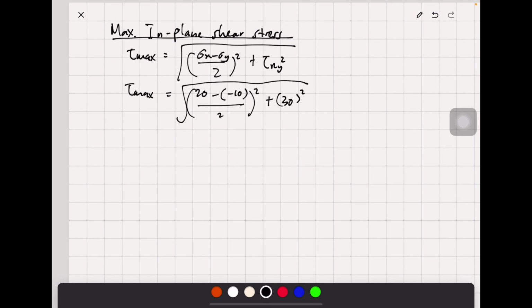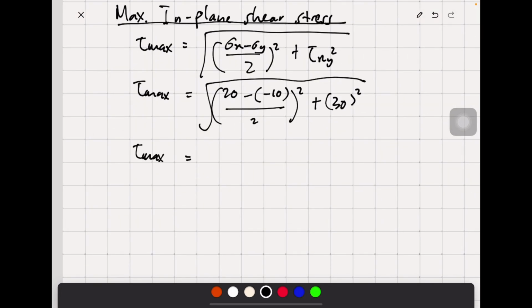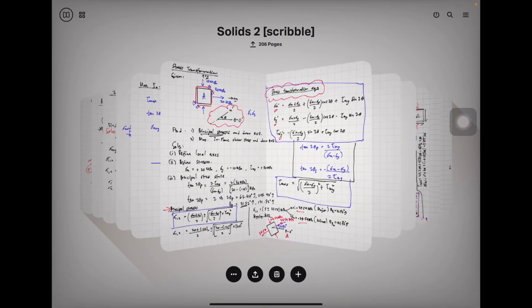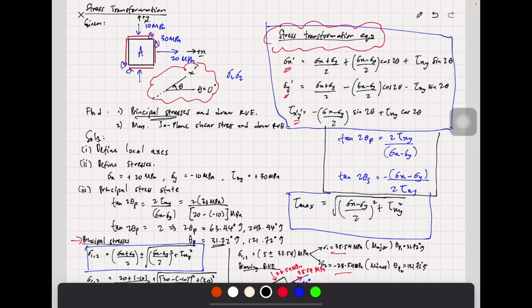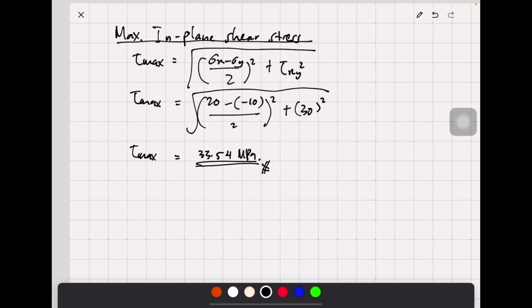So it becomes the total of this. When you calculate, we have maximum in plane shear stress, tau max is equal to 33.54 megapascal. That is our maximum in plane shear stress.